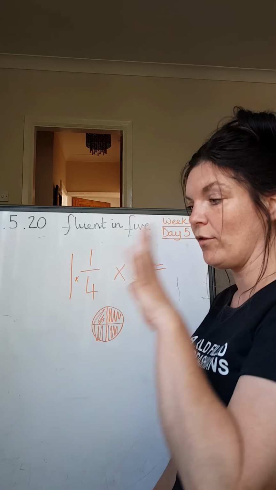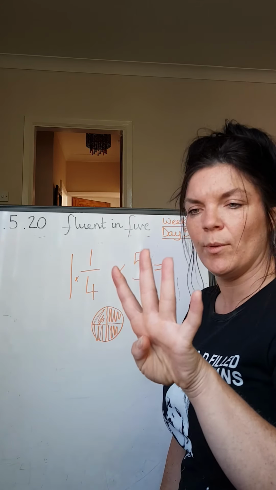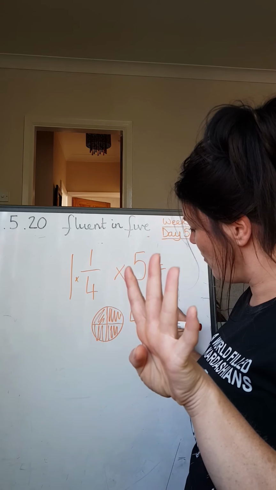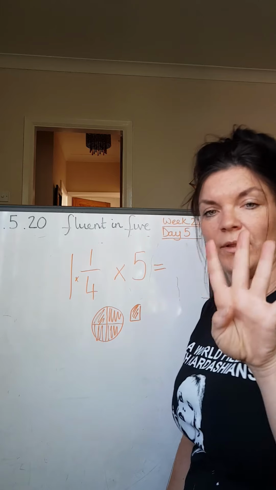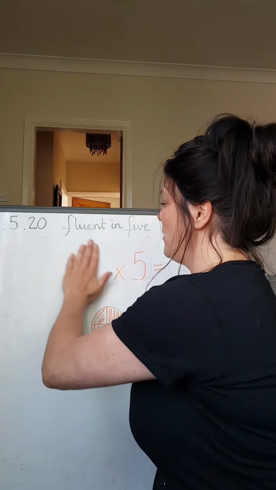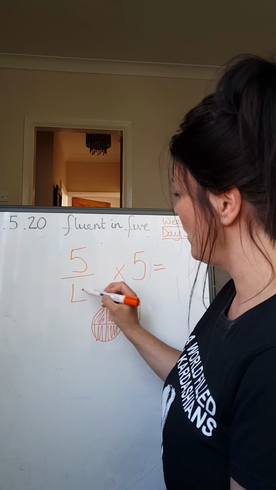So I've got a whole, I've got 4 quarters in my whole, whatever it is. In this case I've drawn a pie, and then I've got an extra quarter at the top. It's a bit of a dodgy quarter, but then I've got to add that extra quarter on. So actually my new fraction becomes 5 quarters. That's what I've got, 5 quarters.